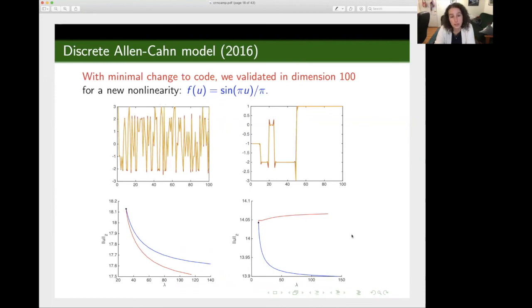All right, so now what I want to do is say that this is a flexible method because we were able to easily swap in a new nonlinearity and go from dimension 10 to dimension 100 without a whole lot of extra work, because of the modular way that this method was designed. It didn't involve a whole lot of extra coding in order to validate in this new setting.